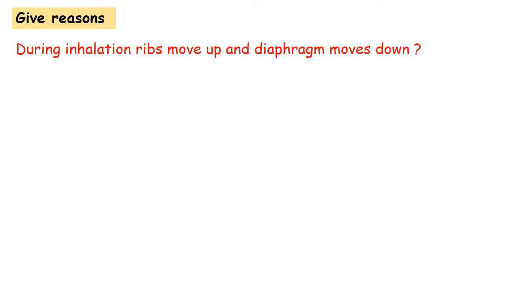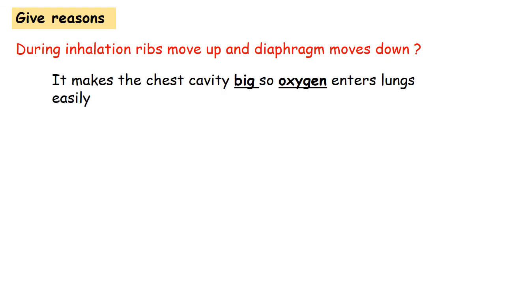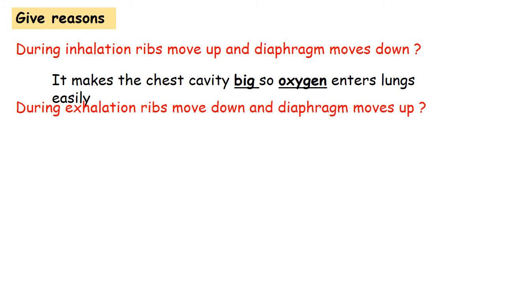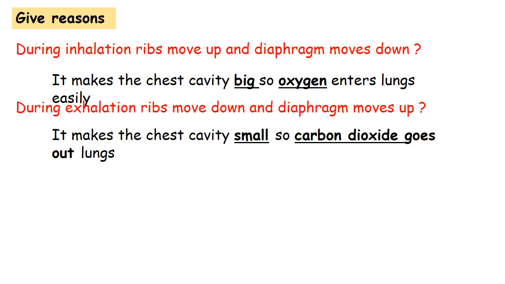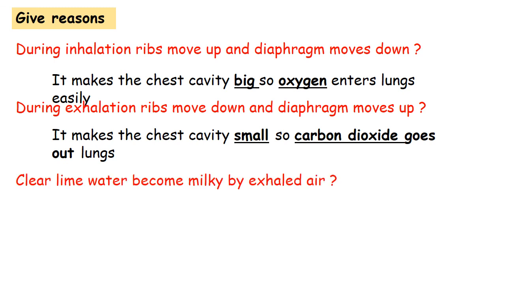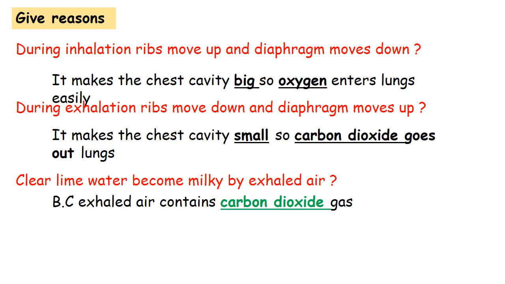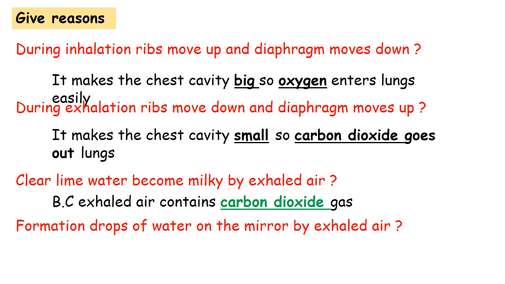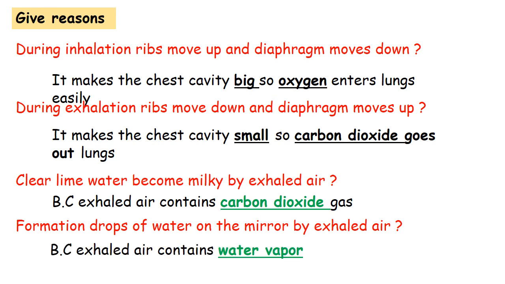Give reason. During inhalation, ribs move up and the diaphragm moves down. It makes the chest cavity big so oxygen enters the lungs easily. During exhalation, ribs move down and the diaphragm moves up. It makes the chest cavity small so carbon dioxide goes out of the lungs. Clear lime water becomes milky with exhaled air because exhaled air contains carbon dioxide gas. Drops of water form on the mirror from exhaled air because it contains water vapor.